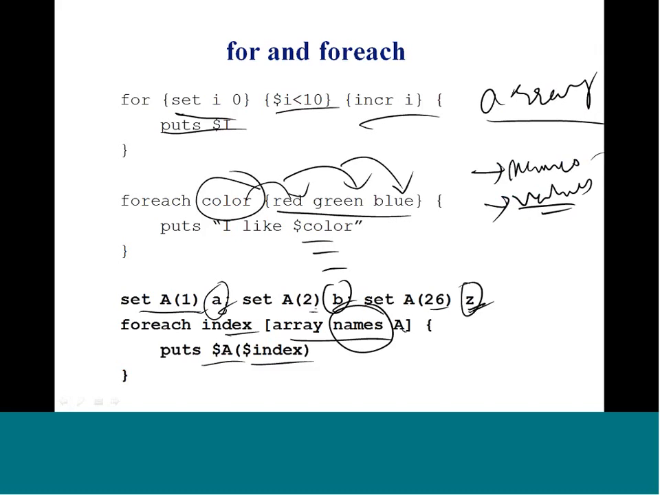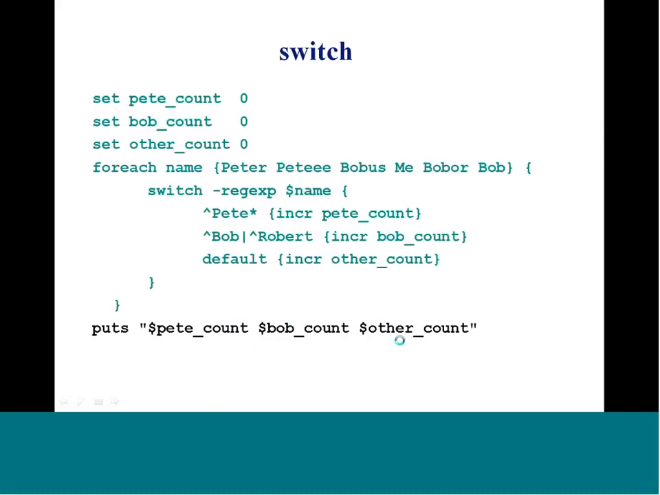So in this case, when you say foreach index array names A and then puts $index, we can see that this program will output A, B, and Z. And then finally, this command called switch. Essentially, this is very similar to the case statement that you may be familiar with. So here we see another example.